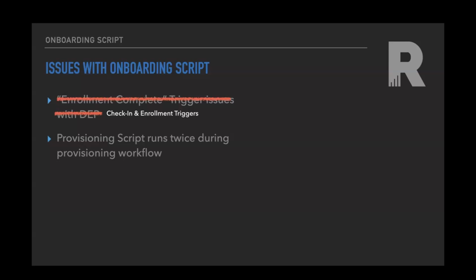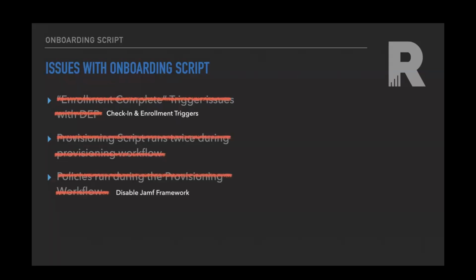And the reason is that this provisioning script often takes longer than 15 minutes to run, and that will give us another check-in. So before Jamf has said that it's done running, it might start running again. And we can also get other policies running during this provisioning workflow, which can get a little confusing if we're trying to control exactly when things are happening. We can fix this, though, by just disabling the Jamf framework while this script is running.